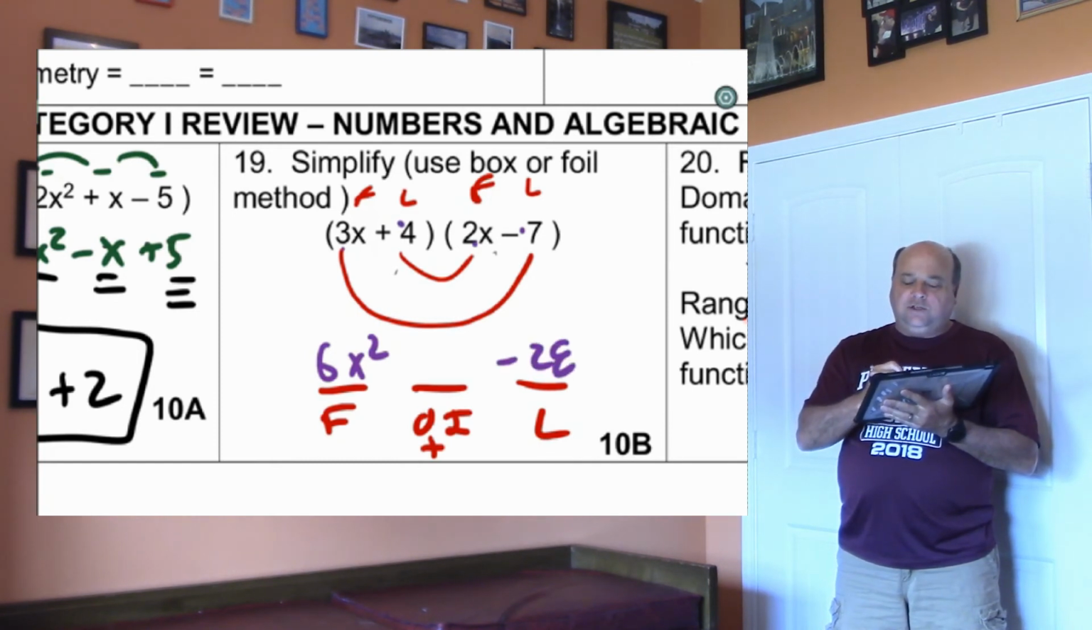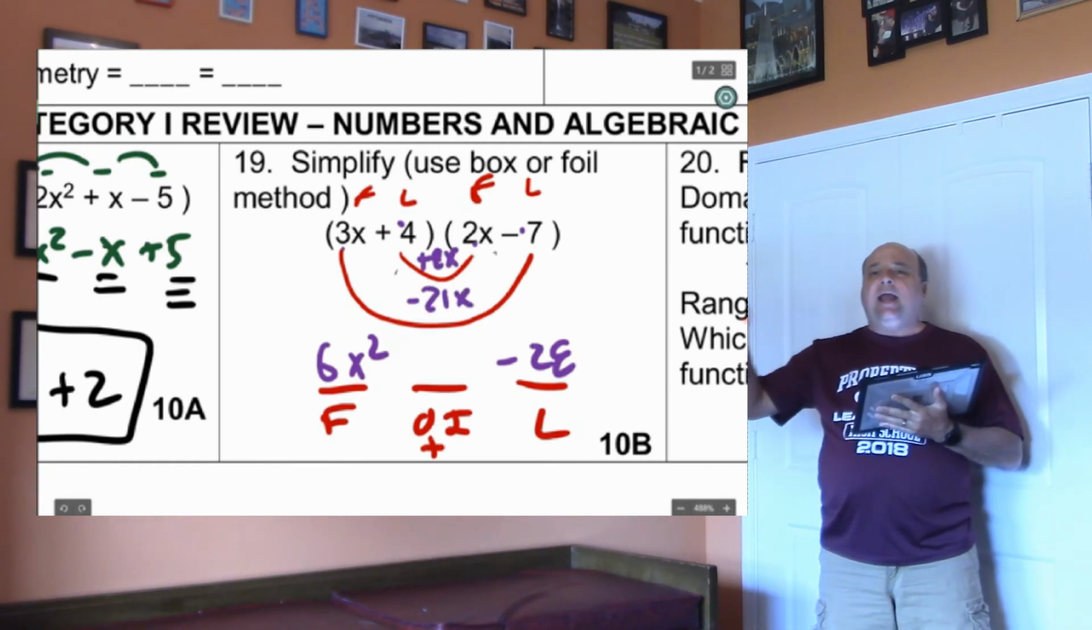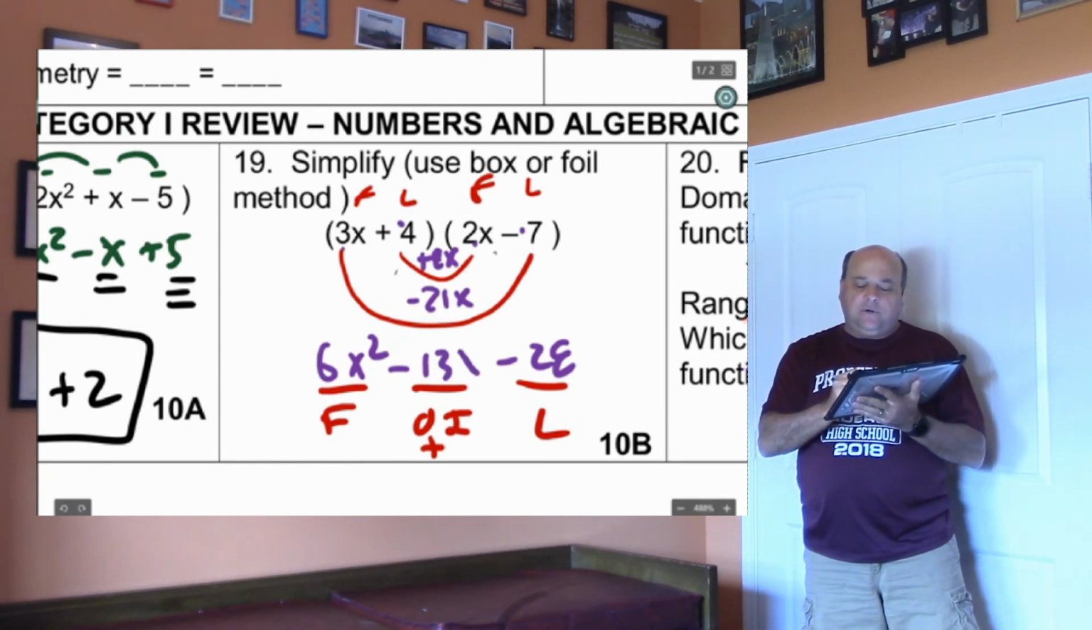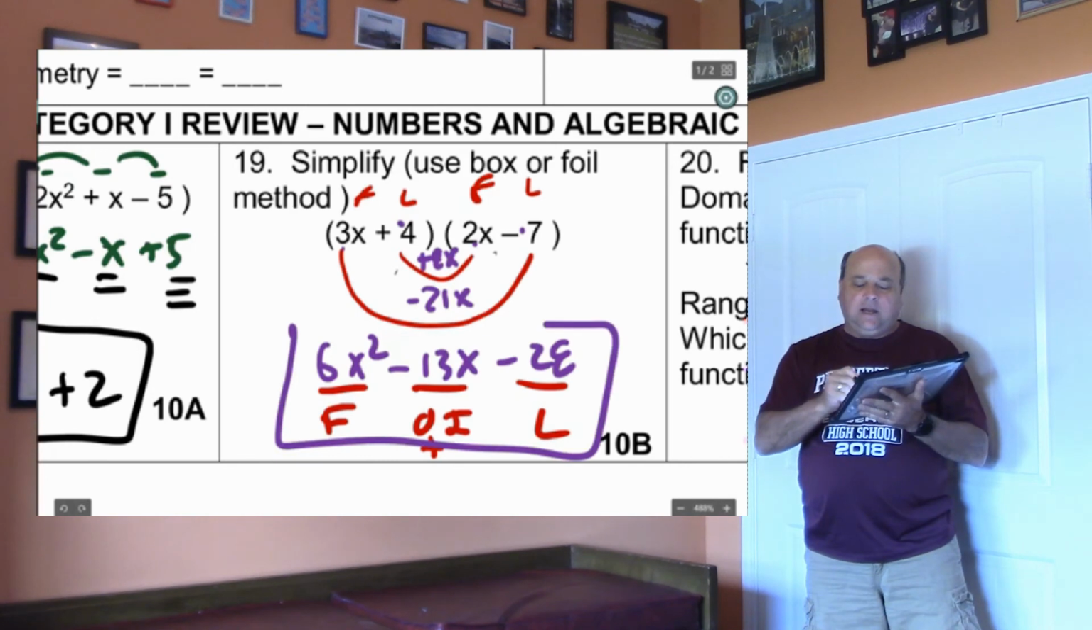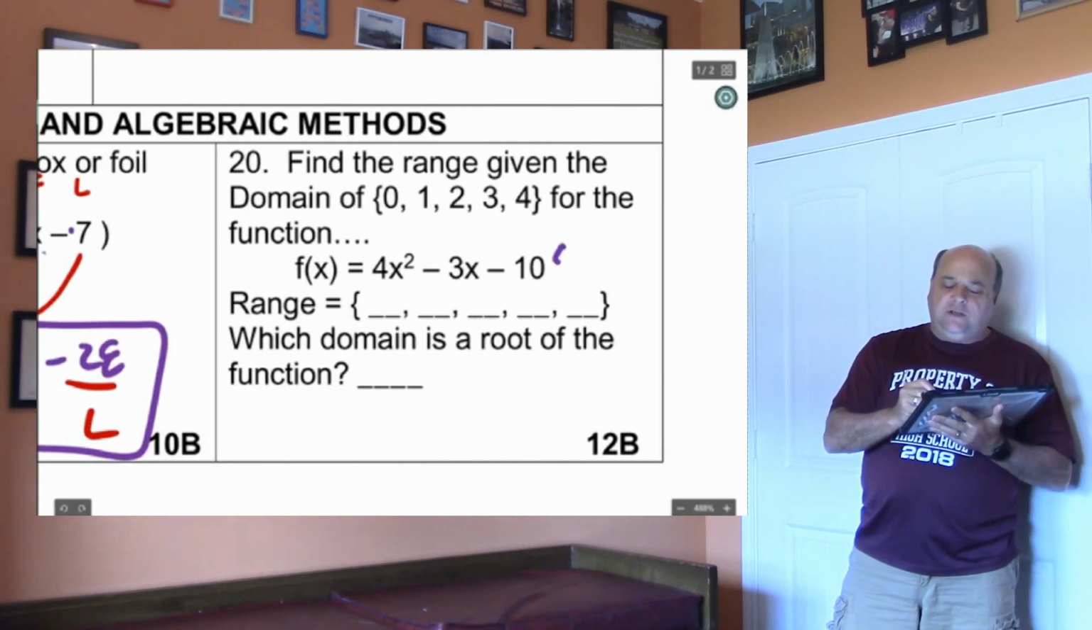And then do the arches. 4x times 2x is a plus 8x. 3x times negative 7 is a minus 21x. 8 minus 21, you got more 21s, it's going to be negative 13x. That is my answer.